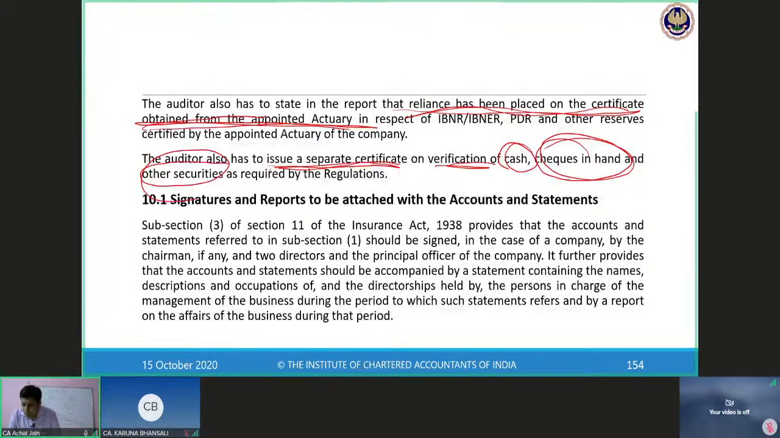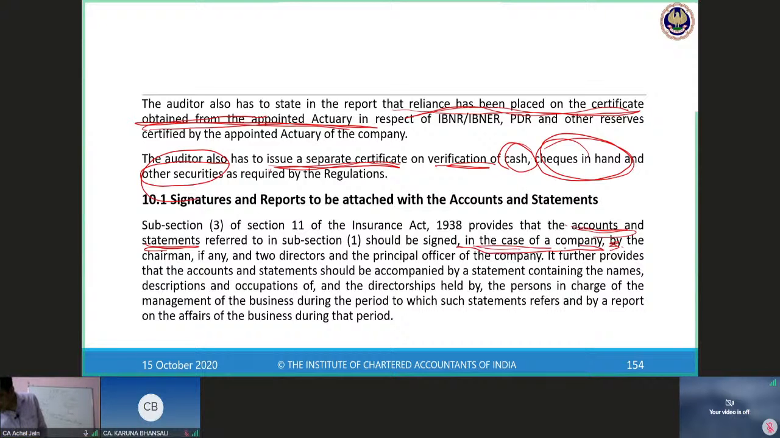Then the Insurance Act provides that accounts and statements should be signed in the case of a company by the chairman. So we are looking at signing of the accounts, or you can say the set of these financial statements. And who will sign this in the case of a company?